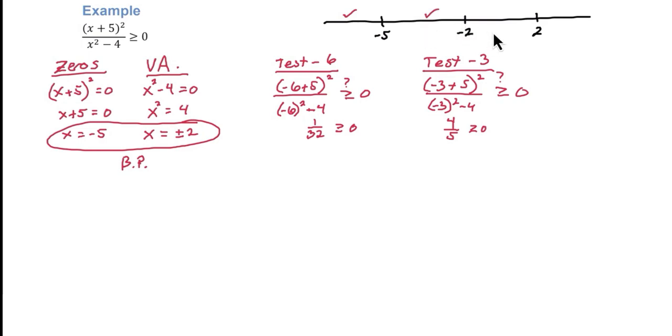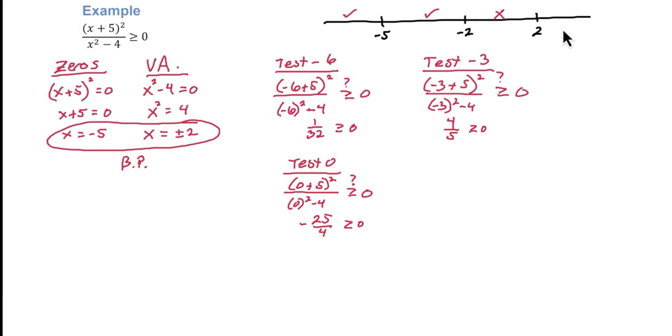In the third interval, between negative 2 and positive 2, we can pick 0 and plug it in. 0 plus 5 squared divided by 0 squared minus 4. And again, we're asking, is that greater than or equal to 0? We get negative 25/4, which is not greater than or equal to 0. So we'll make a note that that third interval is no good.